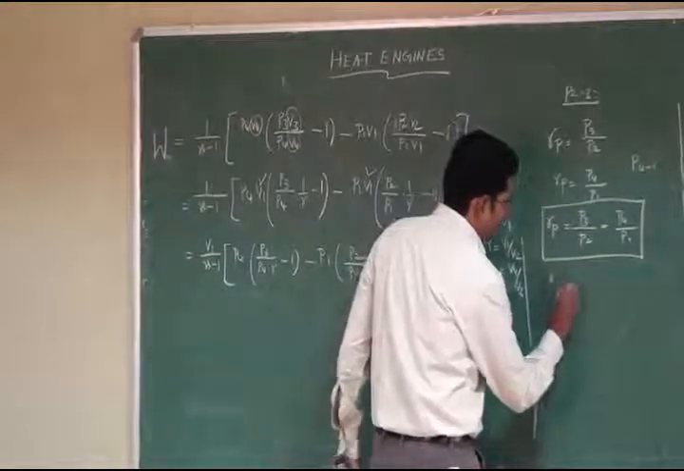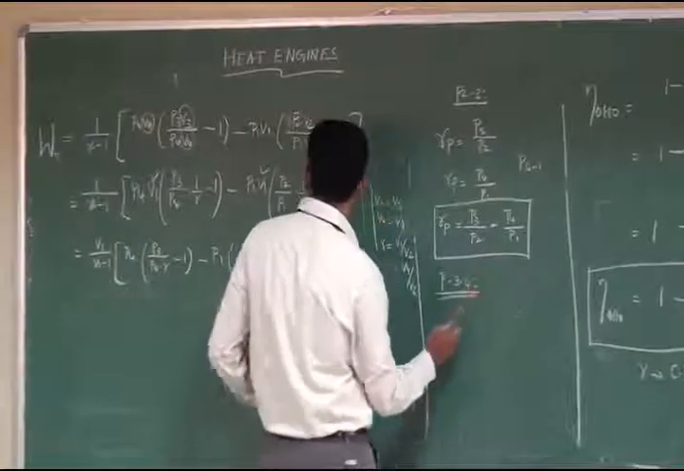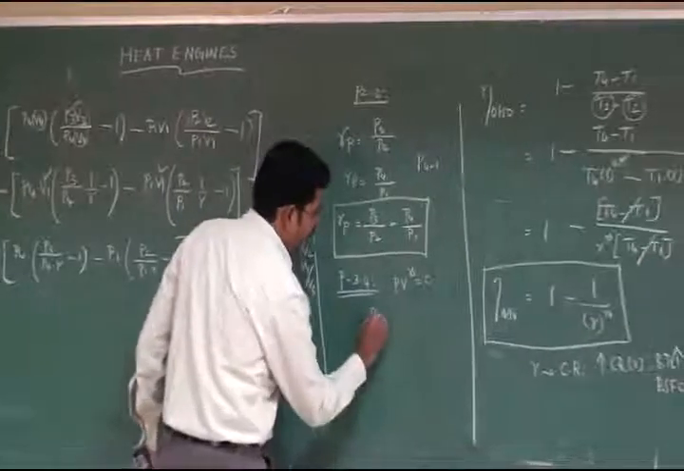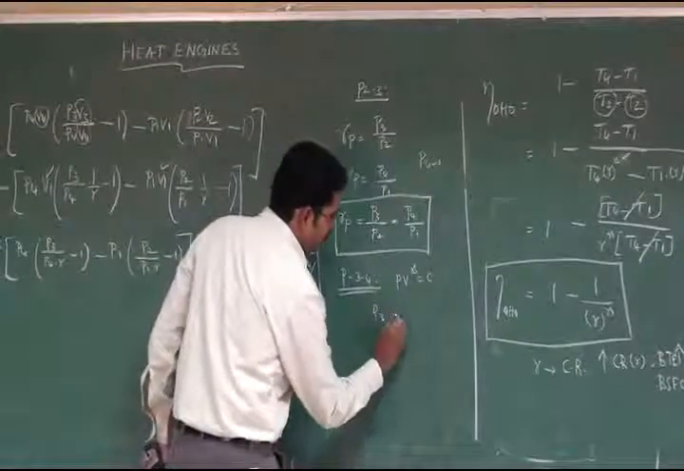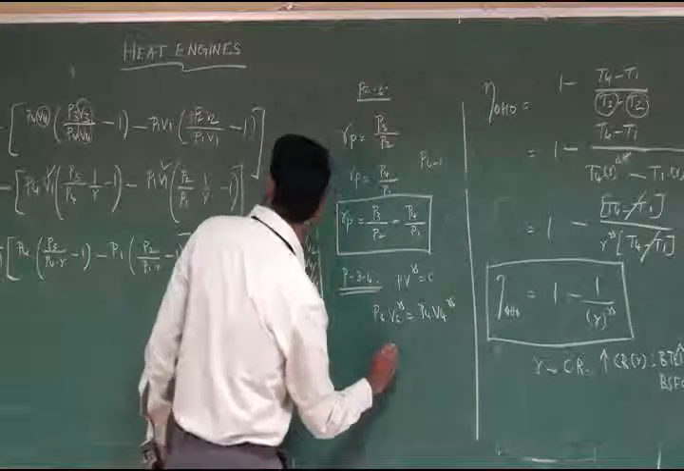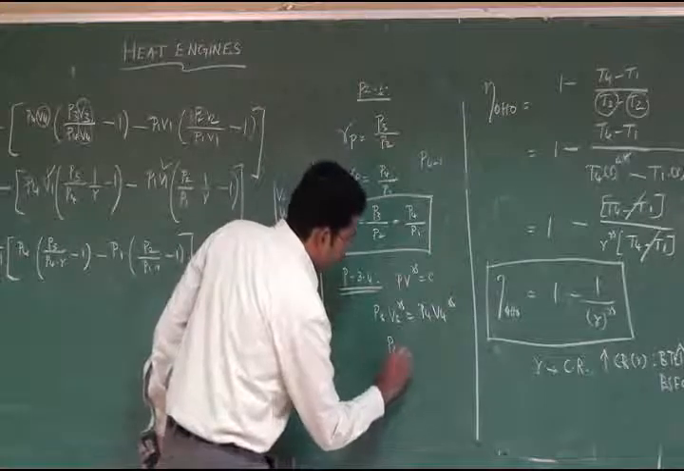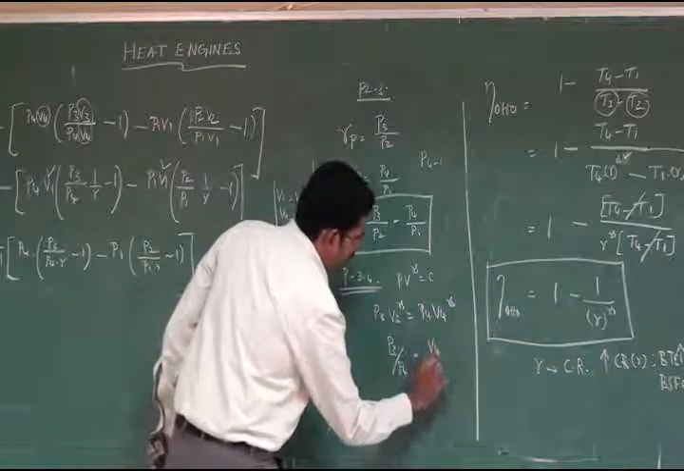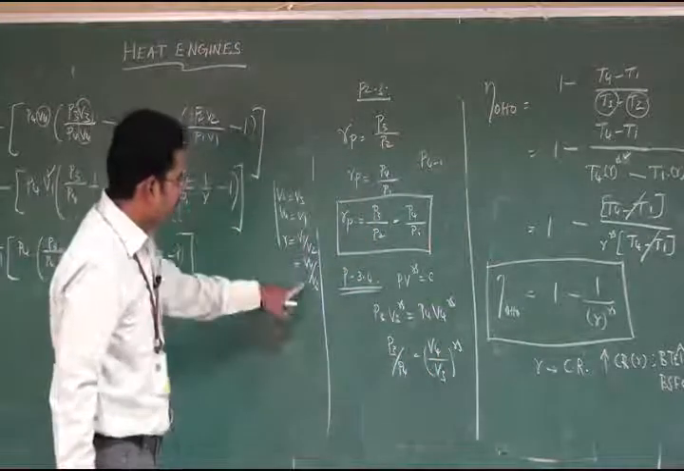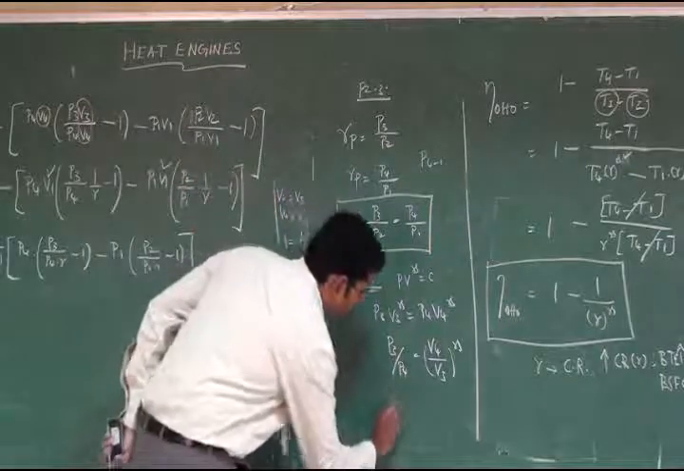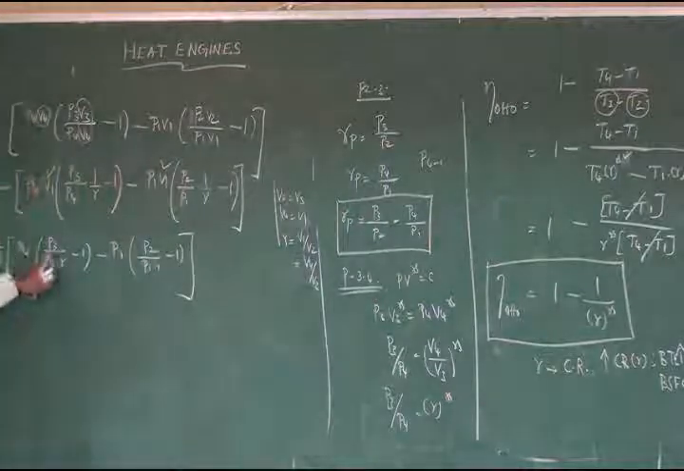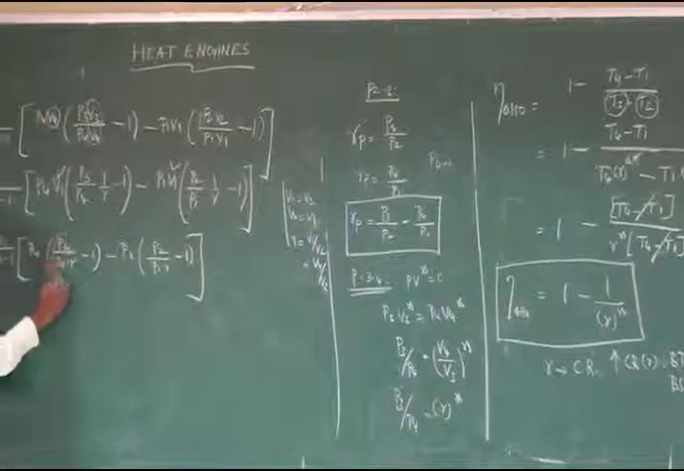we have a relation for process 3 to 4. Process 3 to 4 is an adiabatic expansion process, and P3 V3 power gamma is equal to P4 V4 power gamma, and what we need is P3 by P4. Then P3 by P4 can be replaced by V4 by V3 to the power of gamma. What is V4 by V3? V4 by V3 is the compression ratio, then P3 by P4 can be replaced by R to the power of gamma.